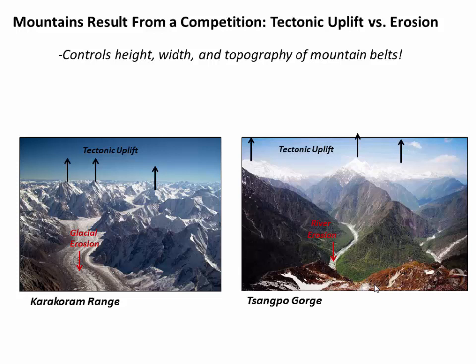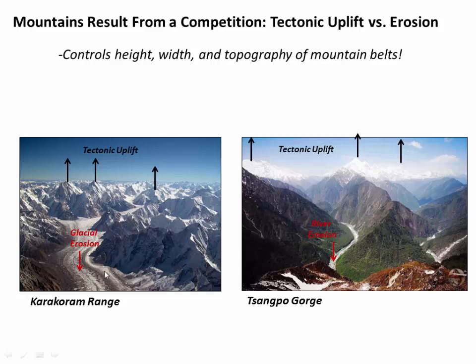And I always like to frame this as a competition between tectonic uplift of rocks, for example along thrust faults, that's acting to raise the elevation of mountain belts higher, versus erosion by way of glaciers and rivers that are cutting downward into the mountain range, acting to lower the average elevation.